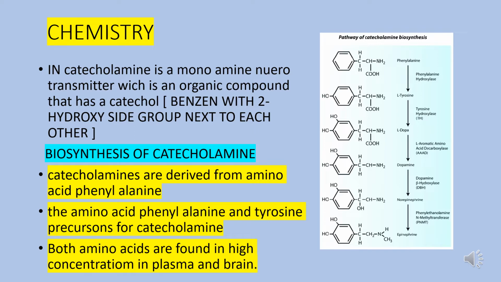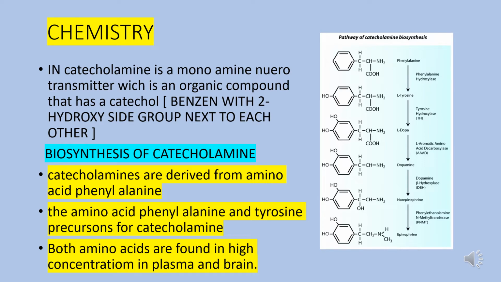Biosynthesis of catecholamine. Catecholamines are derived from the amino acid phenylalanine. The amino acids phenylalanine and tyrosine are precursors for catecholamine. Both amino acids are found in high concentration in plasma and brain. Here is the pathway of catecholamine biosynthesis.